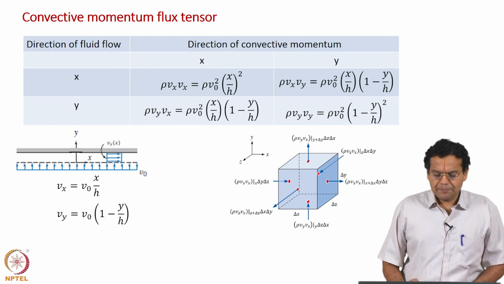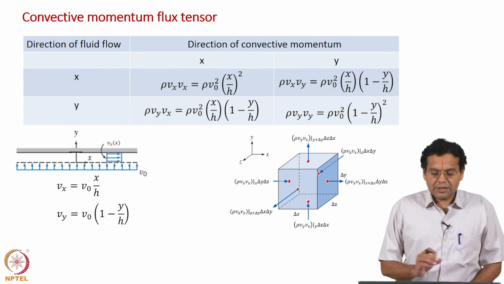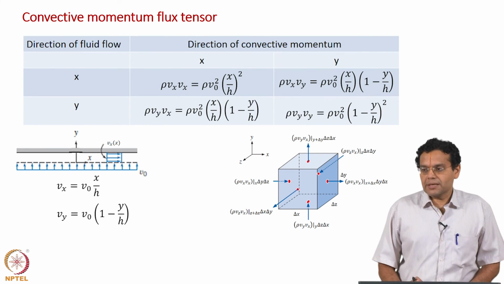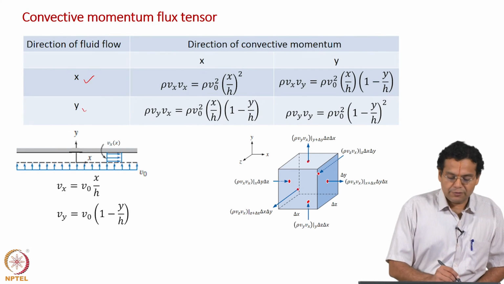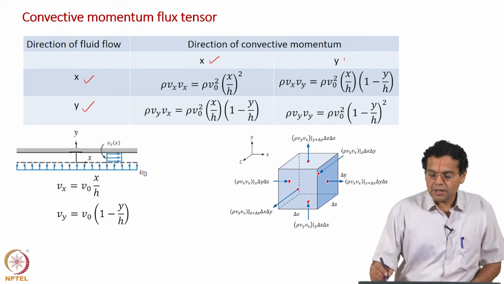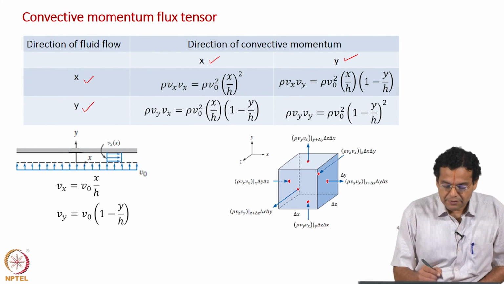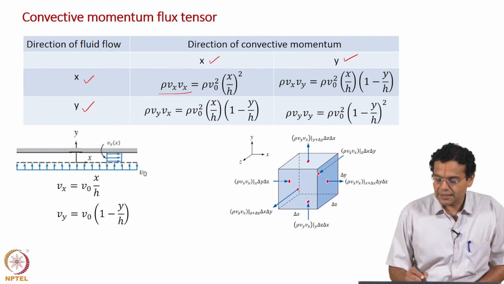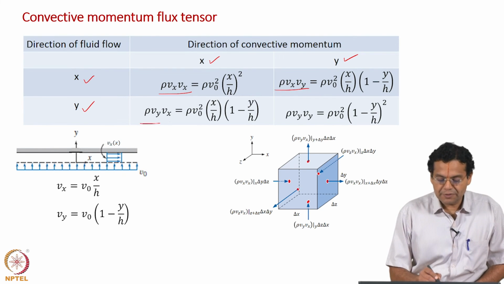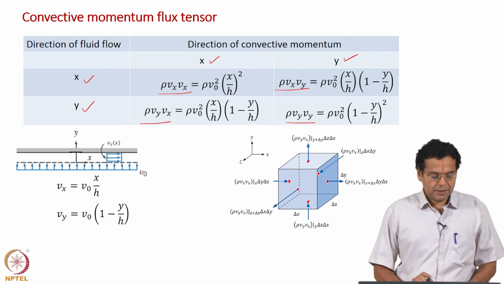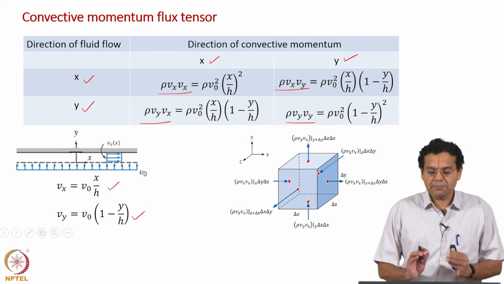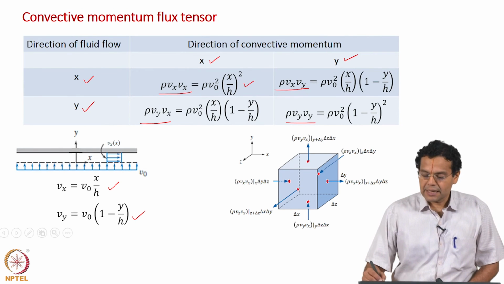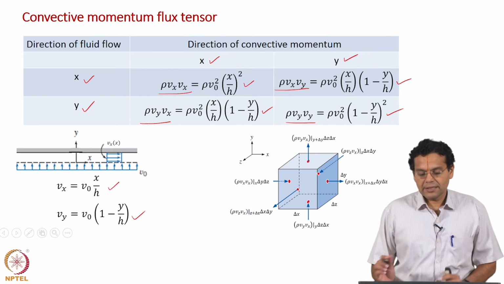Now, the convective momentum flux tensor, we have seen this earlier. What I have shown here are only 4 components of the 9 components, because there are only 2 directions for fluid flow and 2 directions for the momentum. As we have seen in the previous slides, the 4 components are rho Vx Vx, rho Vx Vy, rho Vy Vx and rho Vy Vy. Very simple. We are given the x component of velocity and the y component of velocity, and just simple substitution will give us these expressions for the momentum flux tensor.